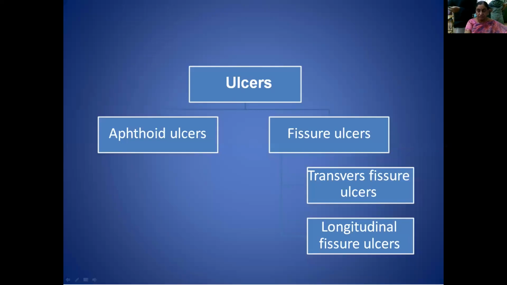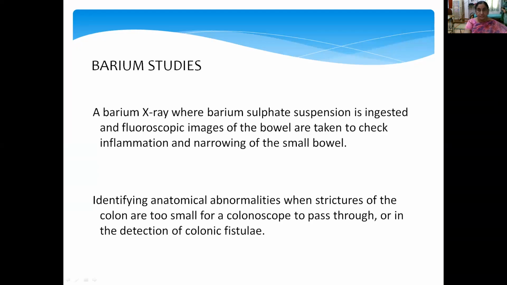Yes, ma'am. Okay. So we are talking about the ulcers. Most commonly visualized ulcers are the fissure ulcers, either transverse or deep ulcers. Next, the investigation of choice apart from colonoscopy is the barium studies, very important in this patient. A barium X-ray is taken where barium sulfate suspension is ingested by the patient, and fluoroscopic images are taken to check the inflammation and also narrowing of the small bowel.